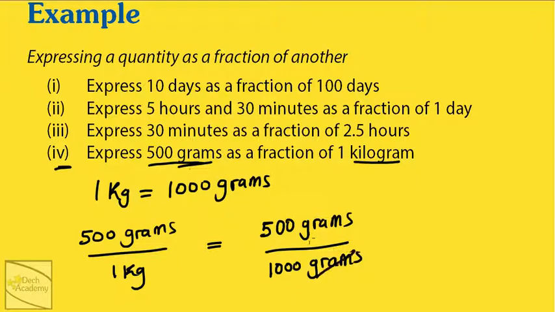So the units cancel out, and then we have 0 cancelling 0, 0 cancelling 0. We're left with 5 over 10 as a fraction. Remember, we're expressing something as a fraction of another, so the answer is going to be a fraction. 5 divided by 10 is what? 5 here gives 1, 5 here gives 2. So the answer is 1 divided by 2.